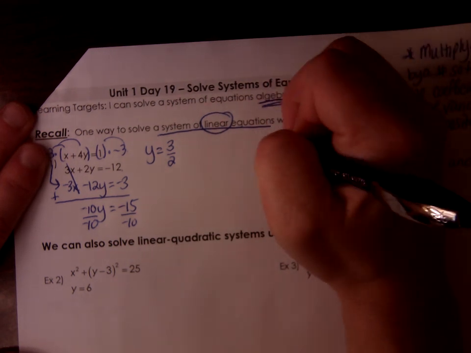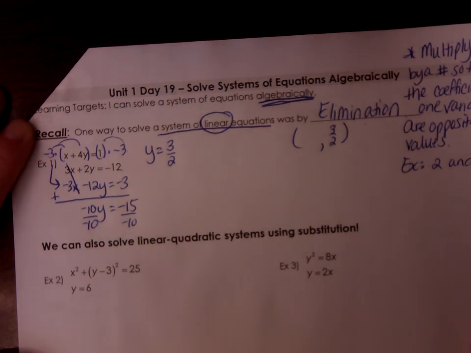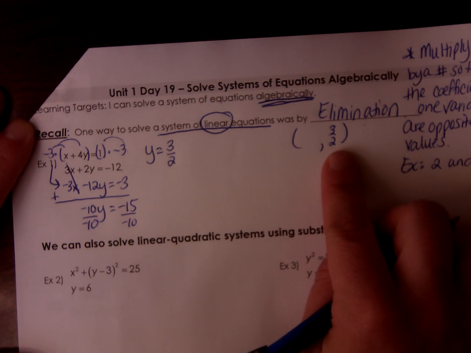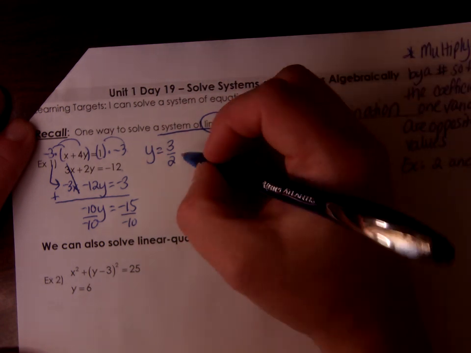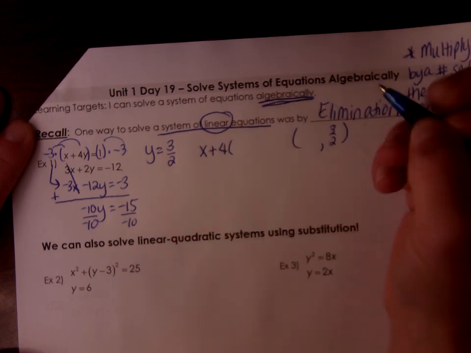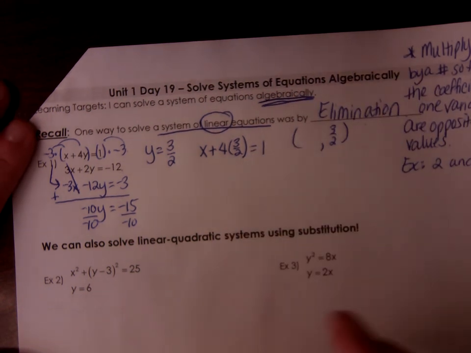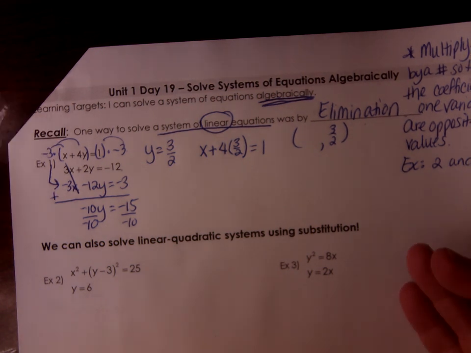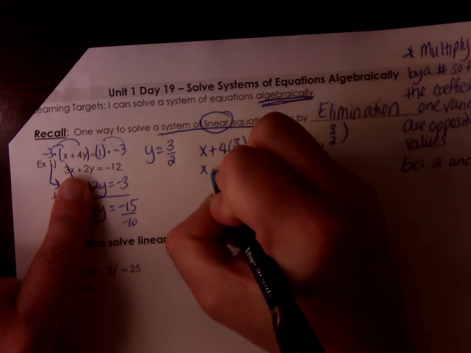So in our ordered pair, our point of intersection, so far I have 3/2 as the y part of that intersection. Now I'm going to substitute 3/2 back into one of my equations, and it really doesn't matter which equation you choose. So I am going to choose x plus 4 times 3/2 is equal to 1. You could have chosen the second equation, but always use an original equation. And now I'm going to solve for x.